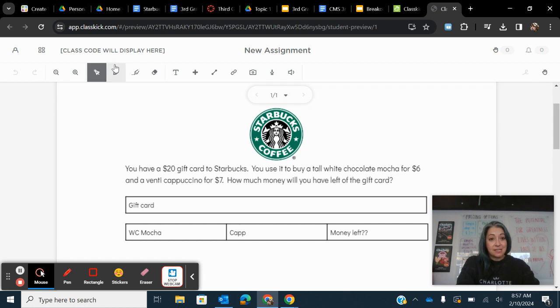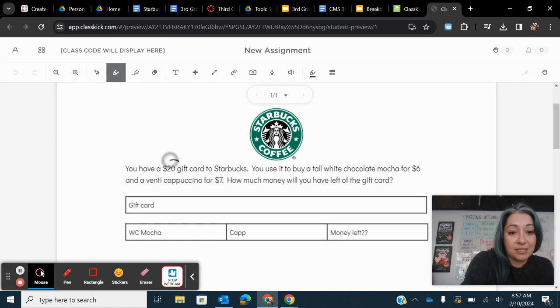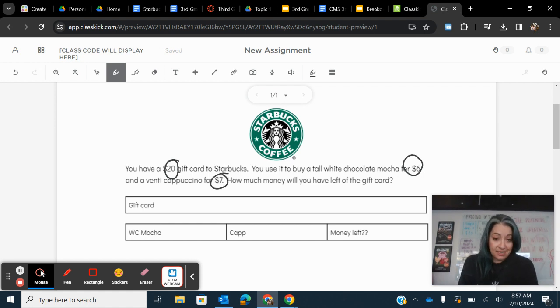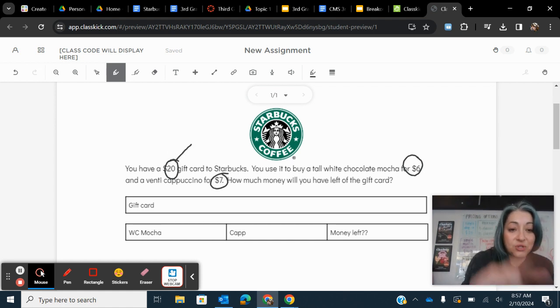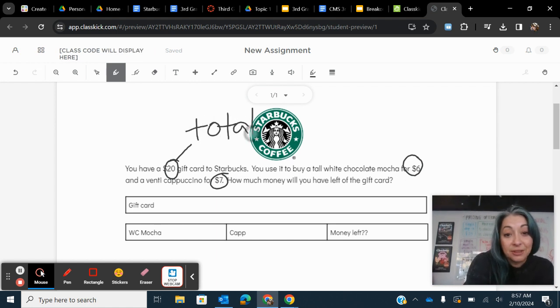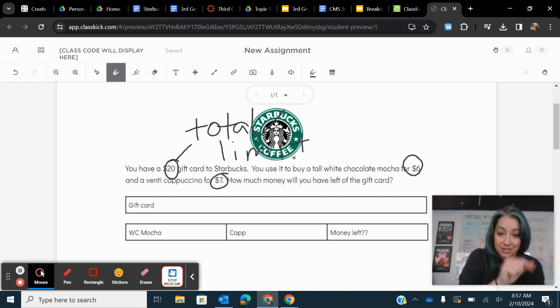We've been practicing looking at the numbers and annotating, doing some close reading and representing what the numbers represent. So we practice circling each of the numbers and then writing what the numbers represent. The 20 for the gift card is the total, or you could describe that as the limit. You can't go over that $20.